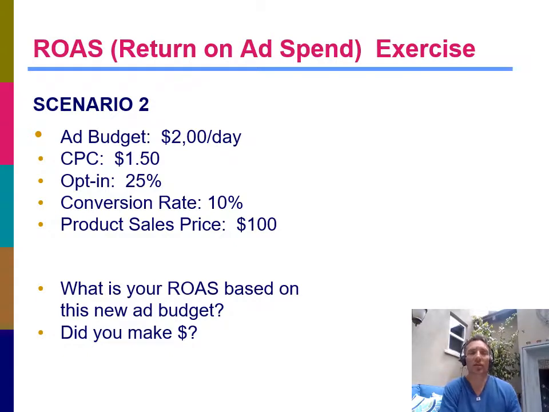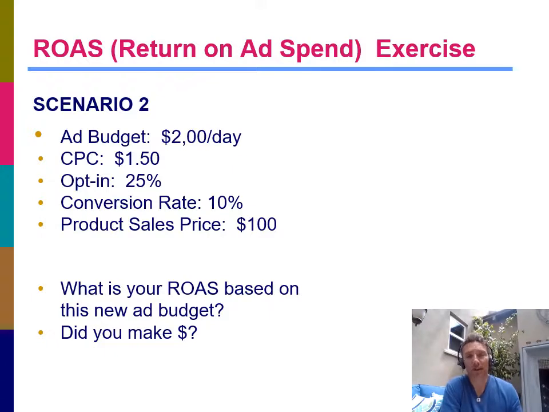So based on a new ad budget, which is double at $2,000 a day now, we've doubled our traffic, and our traffic would be 1,333, which is simply the 2,000 divided by $1.50 per click. Gives us a total of 1,333 in traffic. That's our first metric. Our second metric is determining our number of leads.